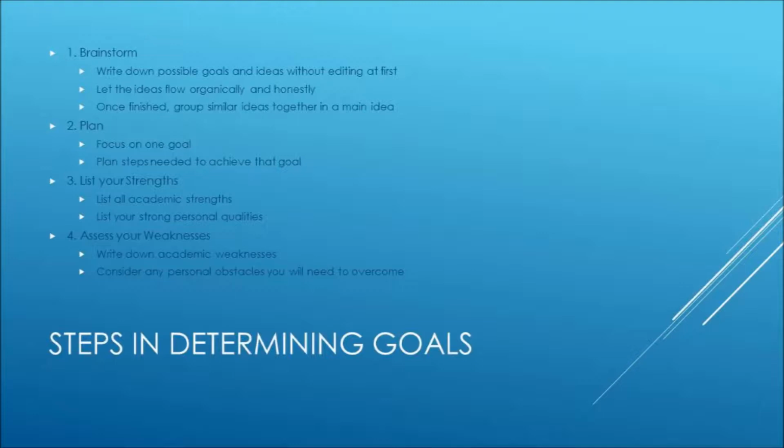The second step is plan. In this step, make sure you focus on one goal. Once you have your goal, plan steps needed to achieve that goal. The third step is to list your strengths. This includes listing all of your academic strengths as well as listing your strong personal qualities. The final step is to assess your weaknesses. Write down your academic weaknesses. Consider any personal obstacles you will need to overcome.